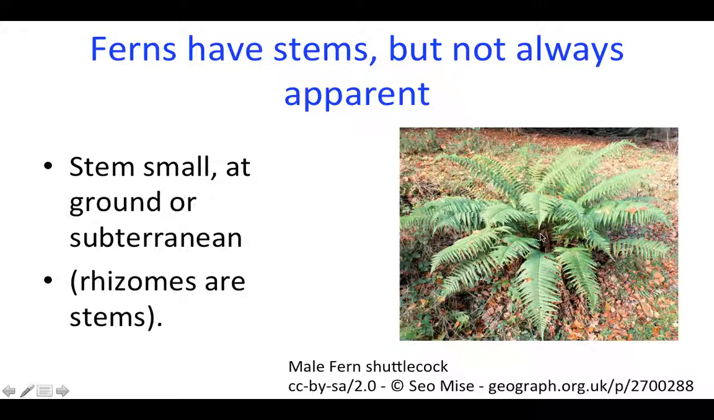However, ferns often have underground stems, and oftentimes these are rhizomes. So this is another reminder from earlier in the semester that rhizomes in fact are a kind of stem. Remember that rhizomes are underground stems that are used partly for storage, but they also allow a plant to spread. So this fern might, for example, send out a rhizome, and then a new rosette of leaves might form over here.